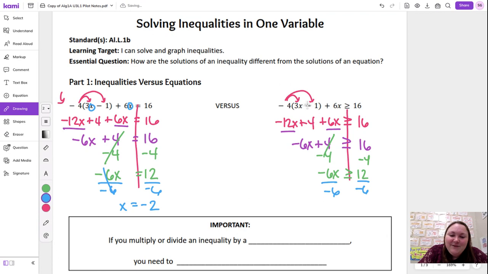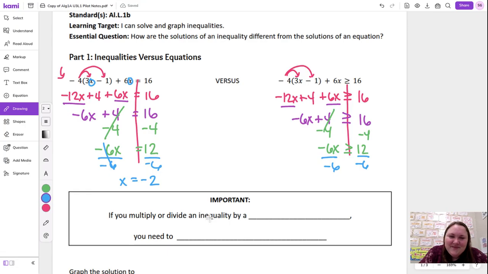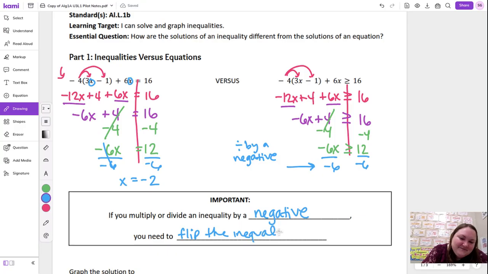When you solve inequalities, there is one big difference between inequalities and equations, one extra rule we have to remember, and that is what's in this box right here. When you solve an inequality, anytime you multiply or divide an inequality by a negative, so like what we're doing right here, we are dividing by a negative. Do you remember the rule from pre-algebra? We need to flip or change the inequality sign.